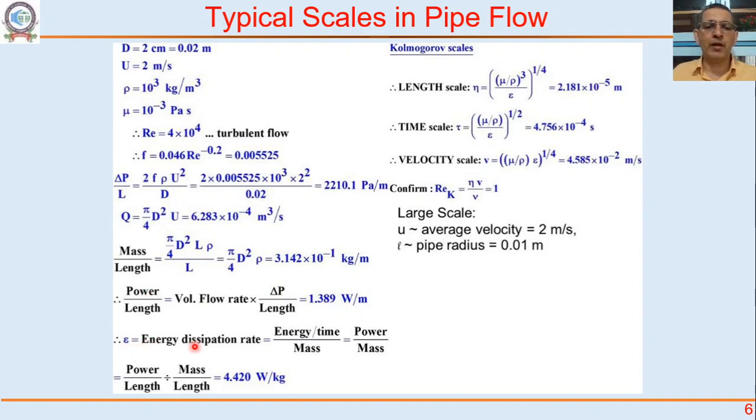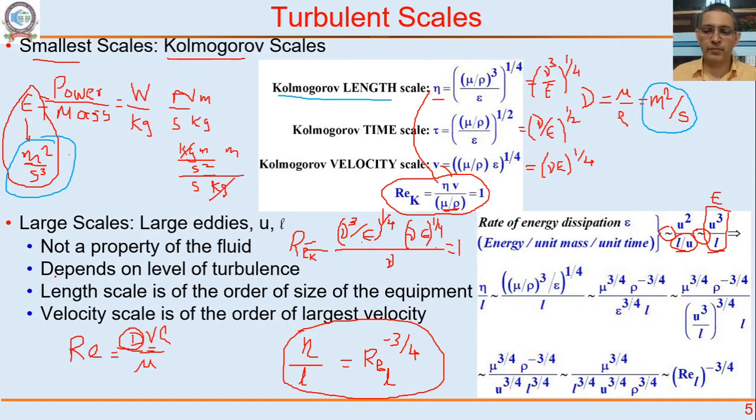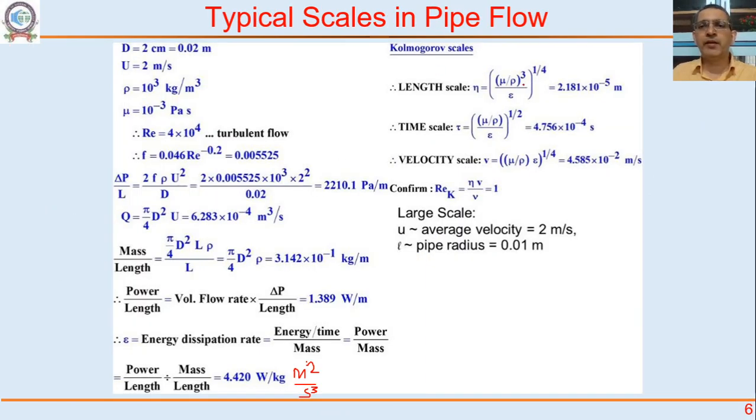And energy dissipation rate, epsilon, you will find is now 4.4 watts per kg. It is same as 4.4 meter square per second cube. Okay. Calculate Kolmogorov length scales now. Kolmogorov length scale would be 2.185 into 10 raised to minus 5, 21 microns. This is like 21 microns. Do this for yourself, only then go forward.